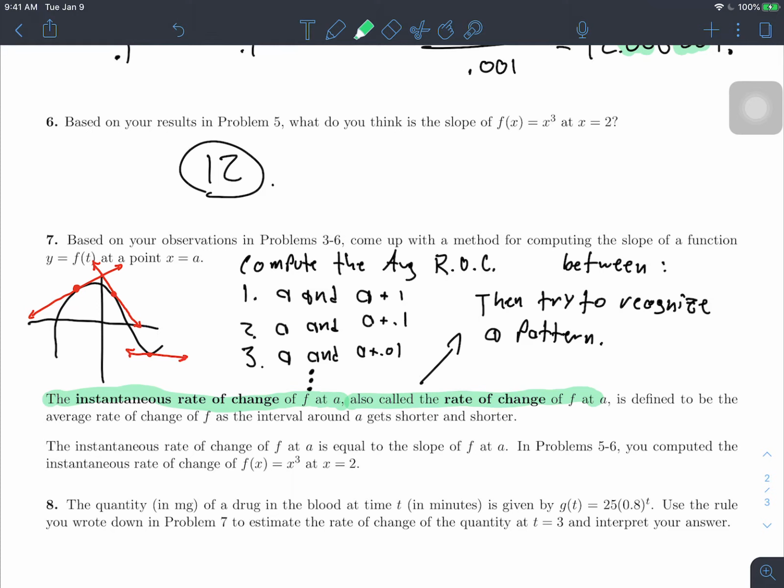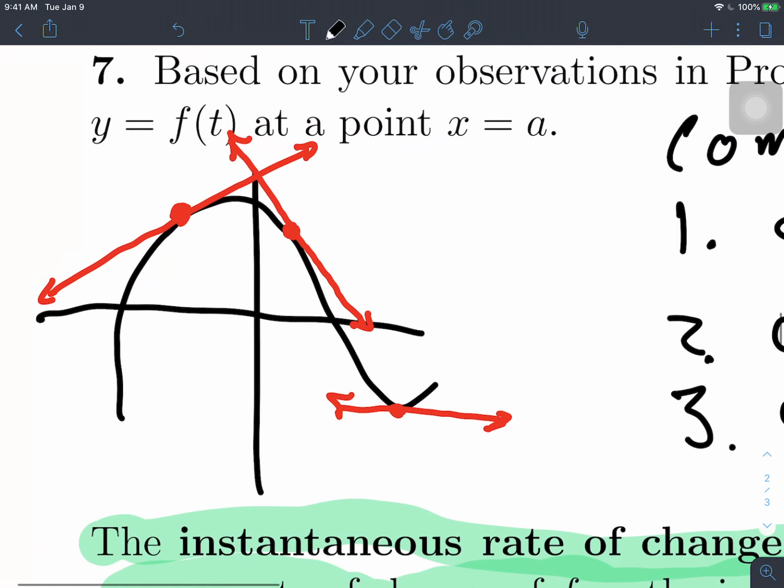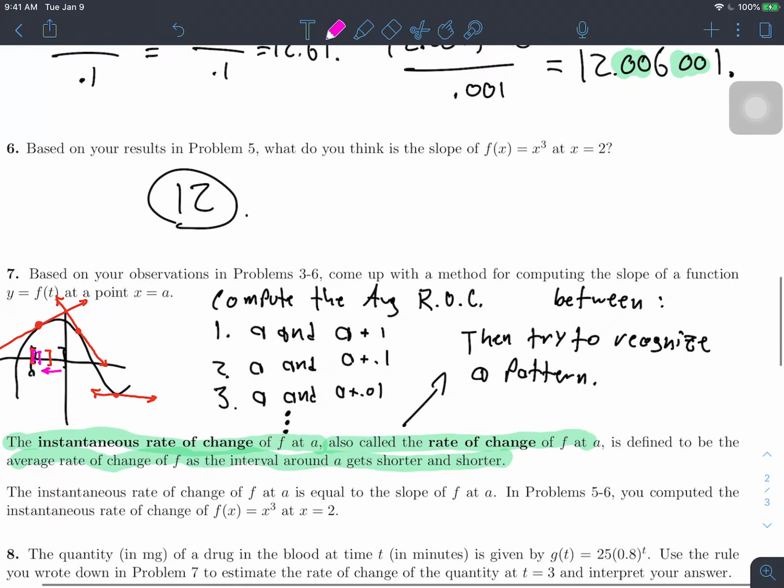Is defined to be the average rate of change of f as the interval around a gets shorter and shorter. Okay, what does that mean? If this is a here, then I'm going to take an interval which goes from a to maybe a plus 1, and then I'll move my interval even smaller, a to a plus a half or something like that, and then even smaller. It'll just be a to something really close to a, and so all of these are getting closer and closer and closer. So that's what this definition says.